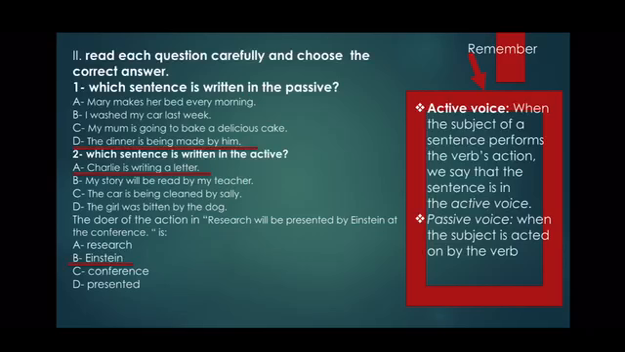The doer of the action in the sentence, which is research will be presented by Einstein at the conference, is. Who's the doer of the action here? Is it research? The research is going to be presented by whom? By Einstein. So Einstein is the doer of the action here, and he is in the place of the object. And this sentence is in the passive.